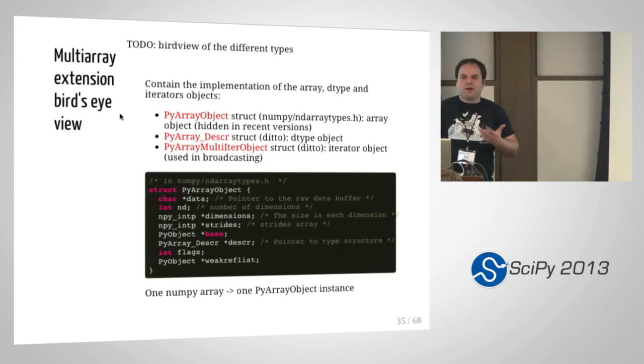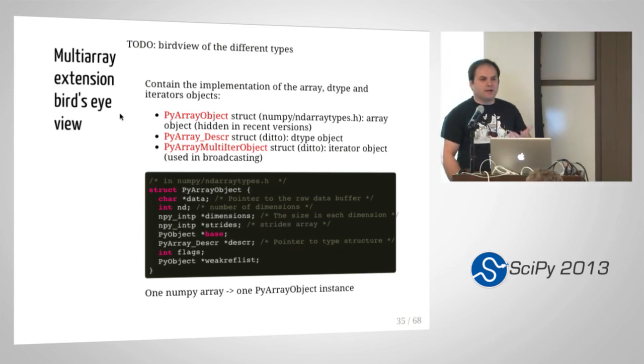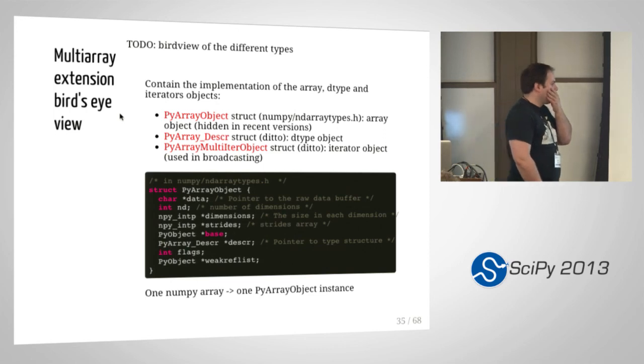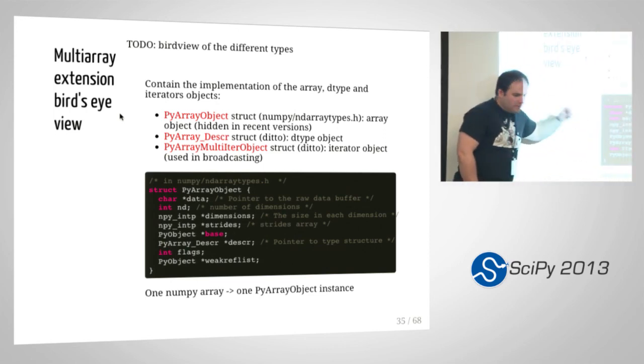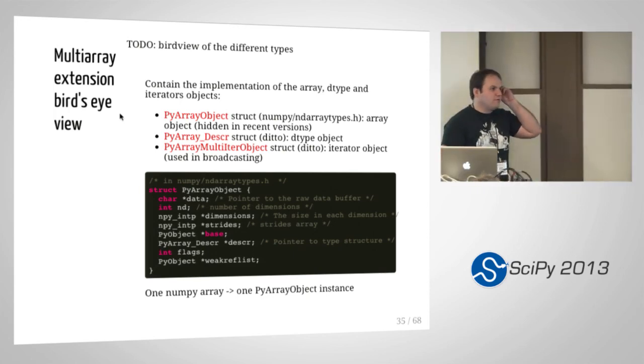So for every NumPy array, you have a corresponding PyArrayObject underlying. What's the base pointer? This is used when you have views. One of the reasons is when you have views.